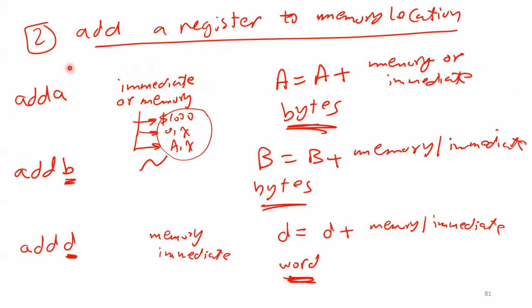So this instruction you add byte to byte. What's going to happen is you add register A, which is a byte, to a byte in memory or an immediate value, and then store the result in A.